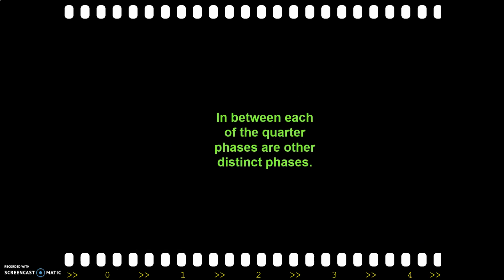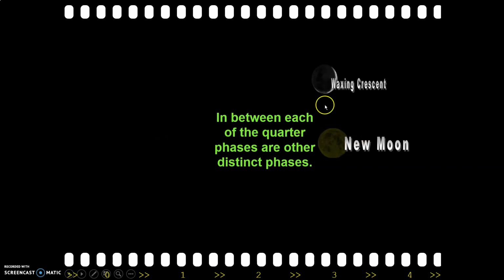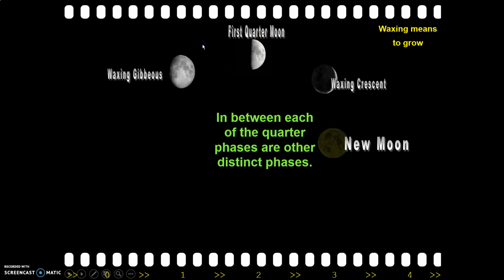In between each of the quarter phases are other distinct phases. New moon, waxing crescent. Waxing again means to grow. First quarter, which is a week after the new moon. Waxing gibbous. Gibbous means to be humpback or more than half lit.